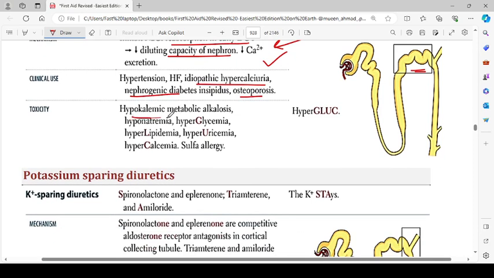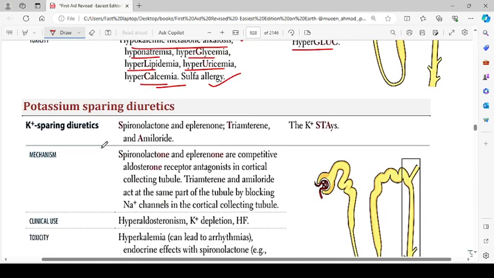Toxicity can cause hypokalemic metabolic alkalosis, hyponatremia, hyperglycemia, hyperlipidemia, hyperuricemia, hypercalcemia, and sulfa allergy. Then we have potassium sparing diuretics. So potassium sparing diuretics are spironolactone and eplerenone, triamterene, and amiloride.